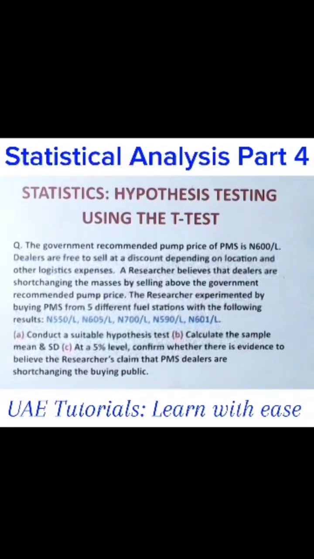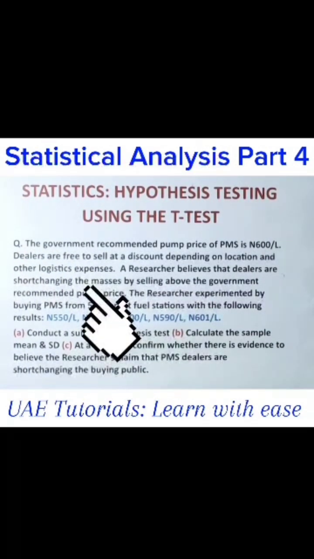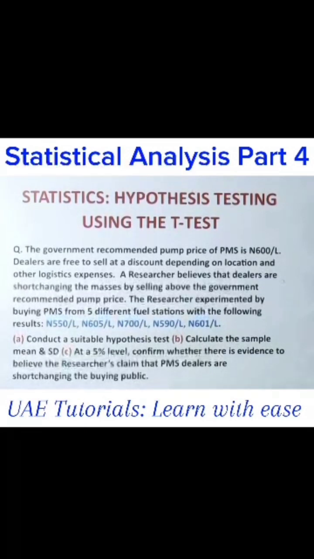On the screen, I have a question. The government recommended pump price of PMS is 600 naira per liter. Dealers are free to sell at a discount depending on location and other logistics expenses. A researcher believes that dealers are shortchanging the masses by selling above the government recommended pump price. The researcher experimented by buying PMS from 5 different fuel stations with the following results. So these are the different prices, as you can see.